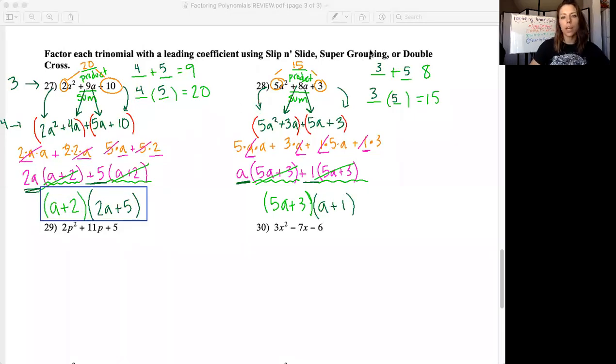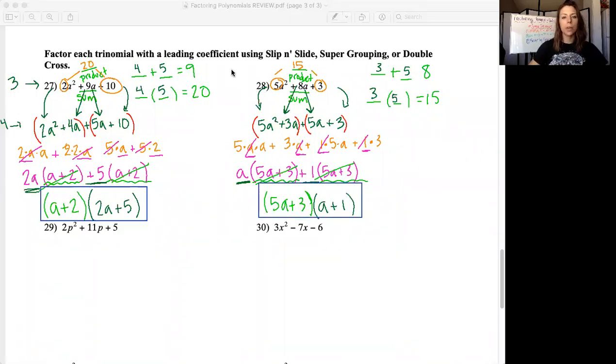All right, we're going to do a quick check here. 5a times a is 5a squared. 5a times 1 is 5a. 3 times a is 3a, which if we add those up, we get 8a. And 3 times 1 is how we get 3. So we know this is correct.